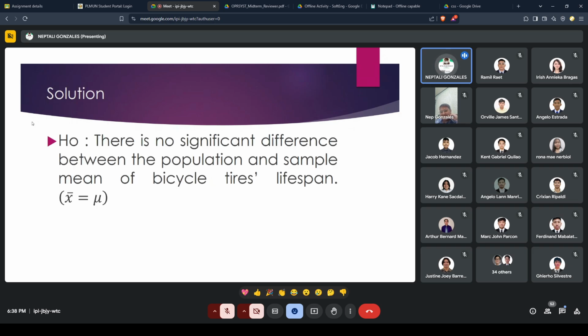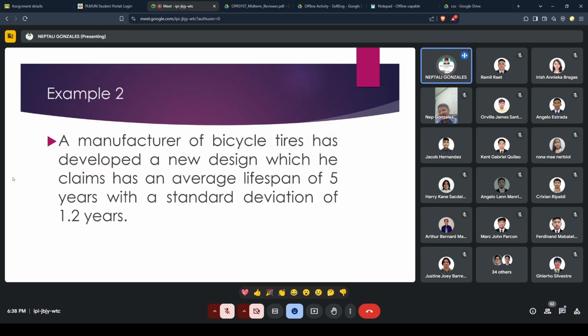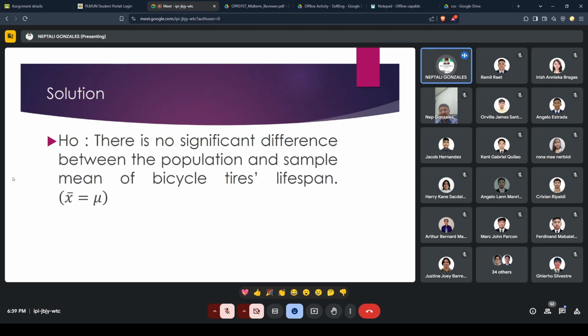So here is the solution. We will claim that there is no significant difference between the population and sample mean of bicycle tires lifespan. So walang pinagkaiba raw yung sample mean at saka population mean of bicycle lifespan. So walang pinagkaiba raw si 5 years tsaka 3.5 years. Yung 5 years na total population at si 3.5 years with 150 samples, walang pinagkaiba. So there is no significant difference between the population and sample mean of bicycle tires.